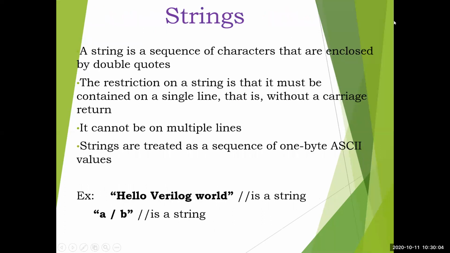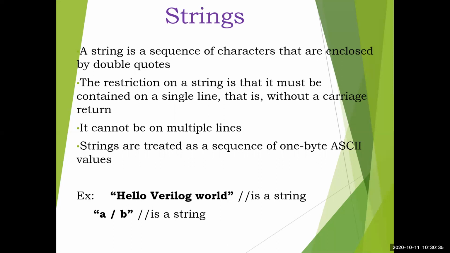Next, string type. We will be seeing strings. A string is a sequence of characters that are enclosed by double quotes. You see this in C programs also, the same way. The restriction on a string is that it must be contained on a single line, that is, without a carriage return. That means it should not have a backslash n, only a single line. It cannot be on multiple lines. Strings are treated as a sequence of 1-byte ASCII values. Each letter will have the ASCII equivalent.